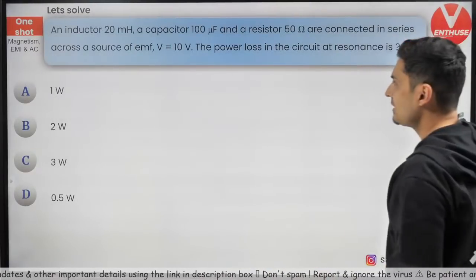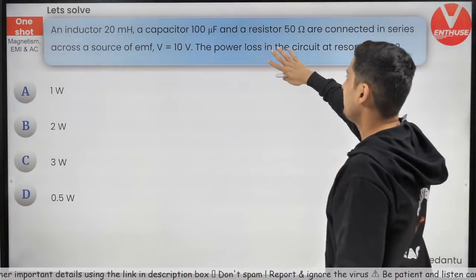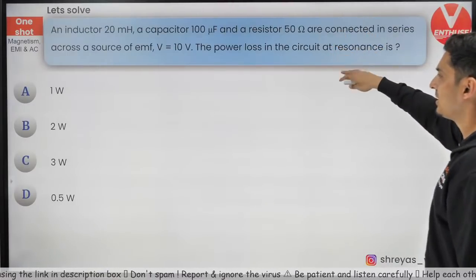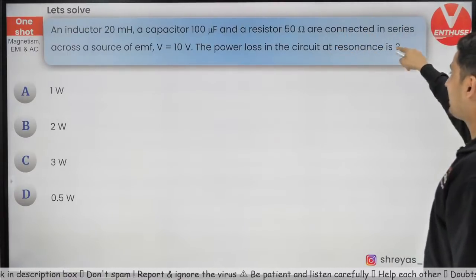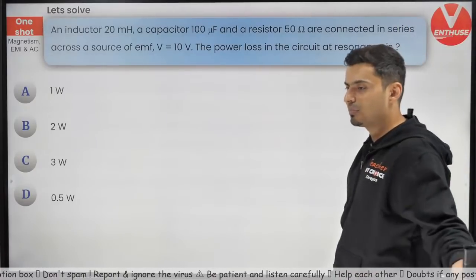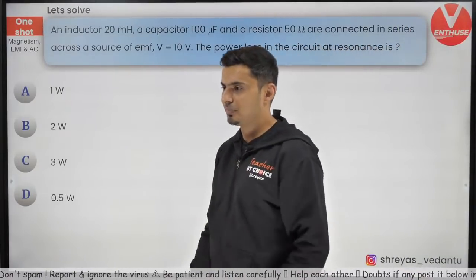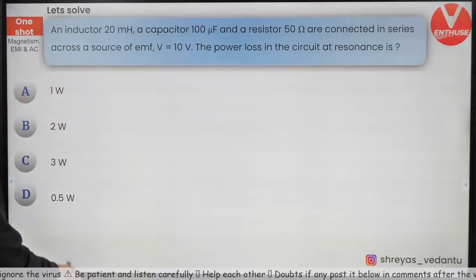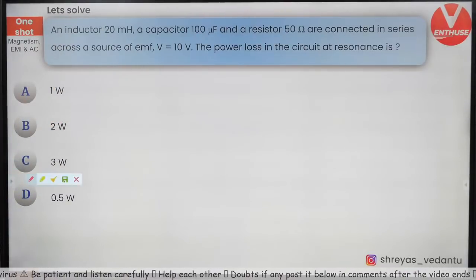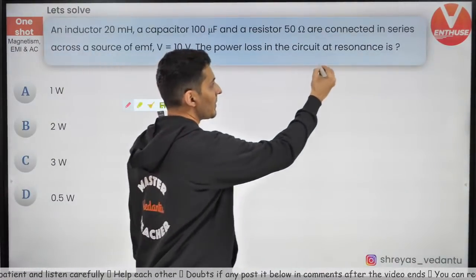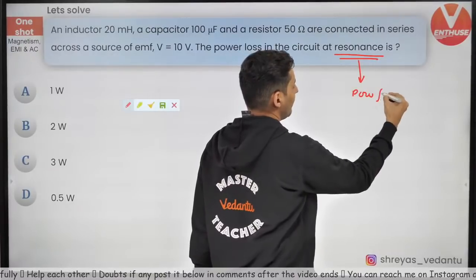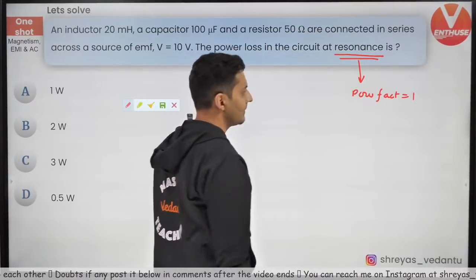Last question in this part. There is an inductor, a capacitor and a resistor in series. Voltage is 10 volts. The power loss in the circuit at resonance is a very simple, direct question. Voltage is given, inductance is given, capacitance is given, all are in series. How much is the power loss at resonance? Keep this in mind: the word resonance means the power factor is basically 1.